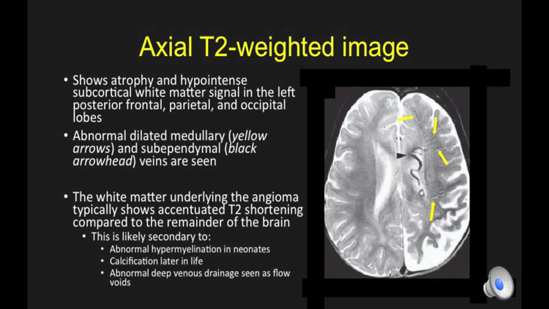Axial T2-weighted imaging shows atrophy and hypointense subcortical white matter signal in the left posterior frontal, parietal, and occipital lobes. The yellow arrows indicate abnormal dilated medullary veins, and the black arrowhead indicates abnormally dilated subependymal veins. The white matter underlying the angioma typically shows accentuated T2 shortening compared to the remainder of the brain, and this is likely secondary to abnormal hypermyelination in neonates, calcification later in life, and abnormal deep venous drainage seen as flow voids.